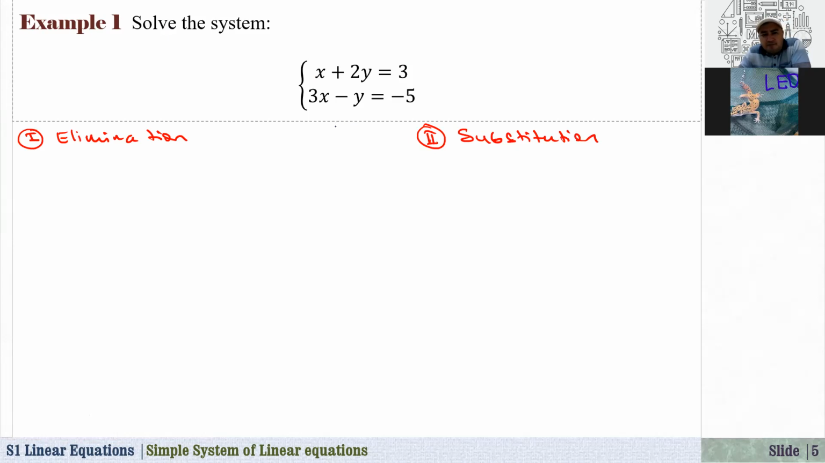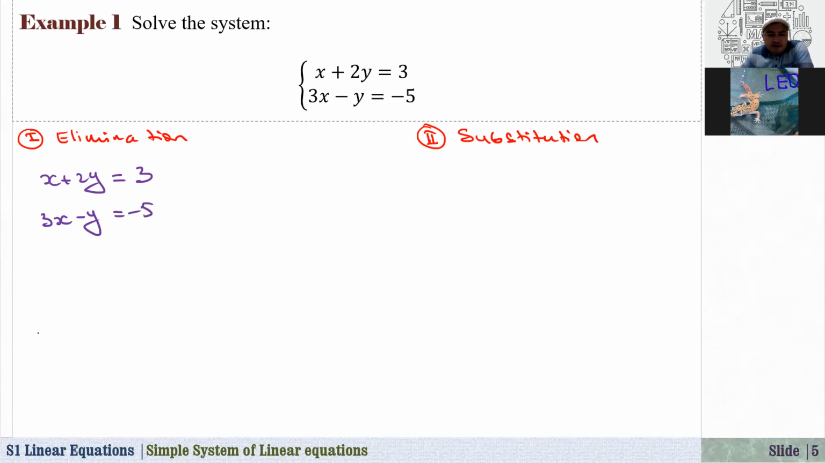In the elimination method, we have to eliminate one of the variables, and we just obtain one equation in one variable. So if I do so here, what should I do? How can I eliminate y? To eliminate y, they need to have the same coefficients, and either I subtract or add these two equations. The first one is x plus 2y is equal to 3. And here we have 3x minus y is equal to -5.